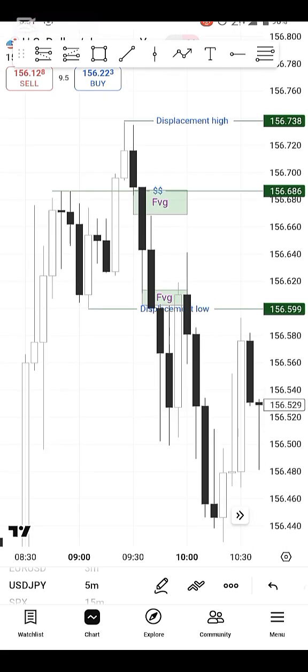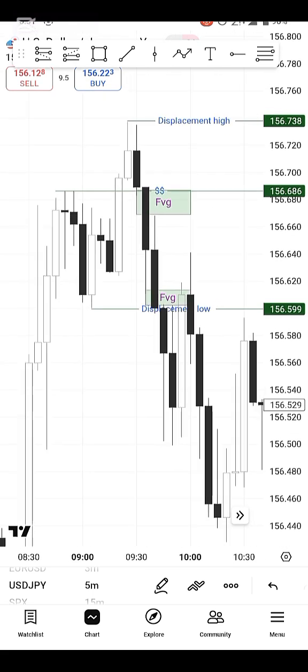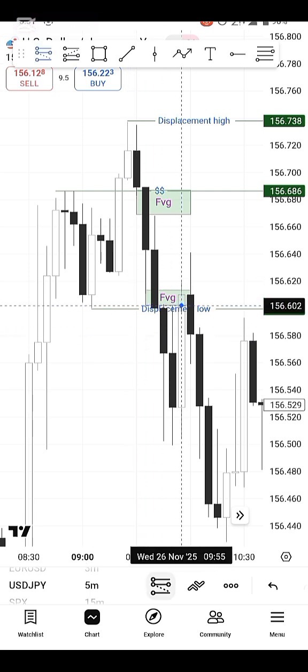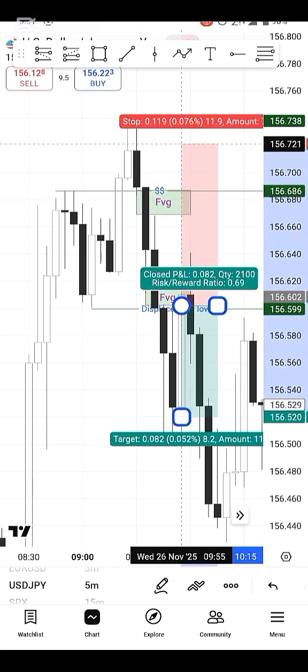So when you are on this trade, just look for low risk to reward. Don't go for high risk to reward like 1 to 10. You want to be profitable, go for low risk to reward. Your highest should be 1 to 3. So we'll be using 1 to 3 in this example. So you go for your short, place the order here. Then your stop loss will be at the displacement high.